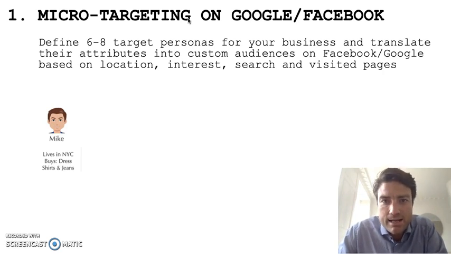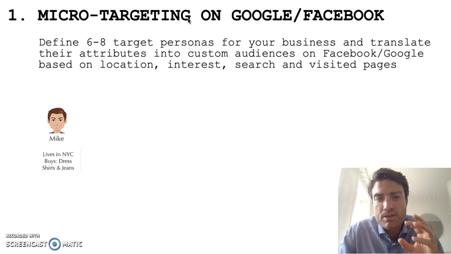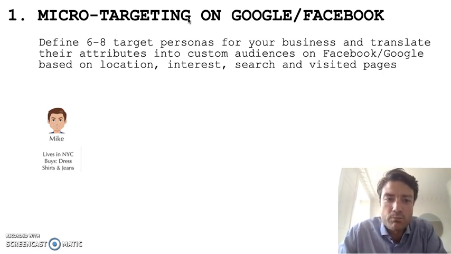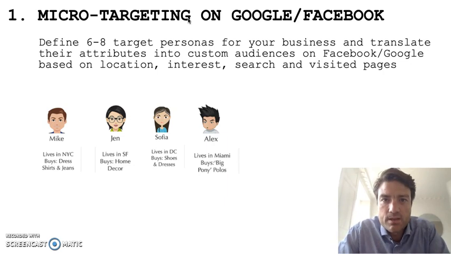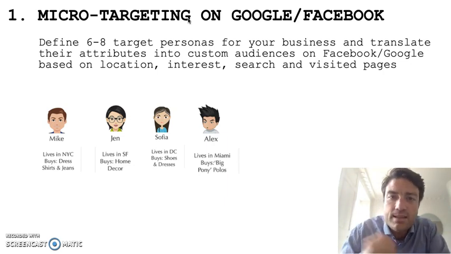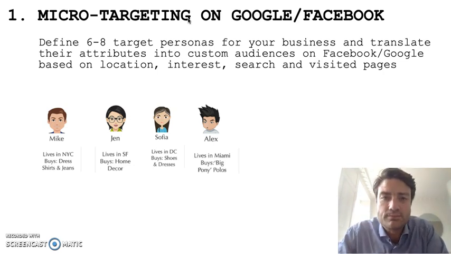So the main idea is to focus on a persona in order for us to find the exact right audiences. So that could be Mike here, who lives in New York and buys dress shirts in Germany. In the same way, we create one, two, three or multiple segments that have different characteristics. So it could be where they live, what their interest is, because if we define this, then it's easier for us to know who your customer is and who exactly we should target.